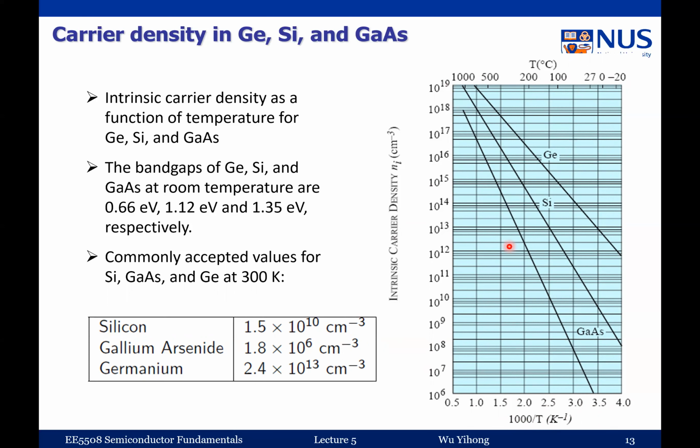So this slope is determined by the band gap, or other constants. Okay, but anyway, you can see that temperature will increase in this direction. Where 1/T is small, the temperature is high, and they have higher concentration. Okay, so that's what you see.